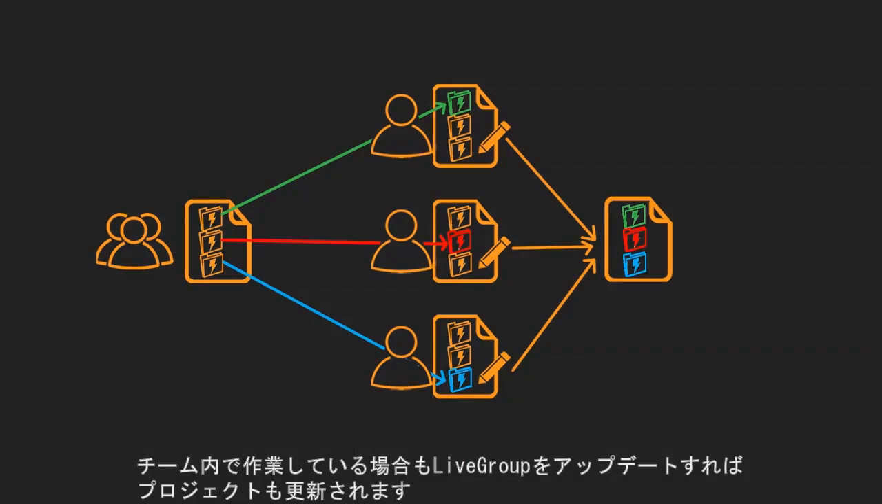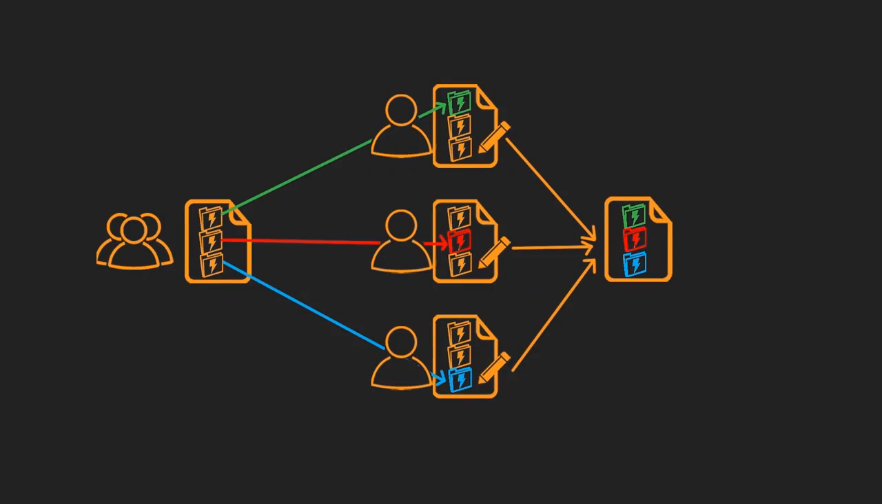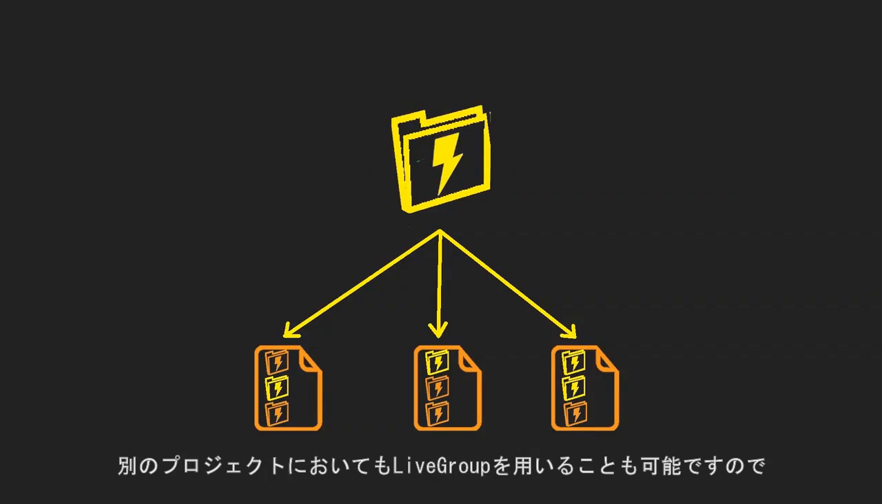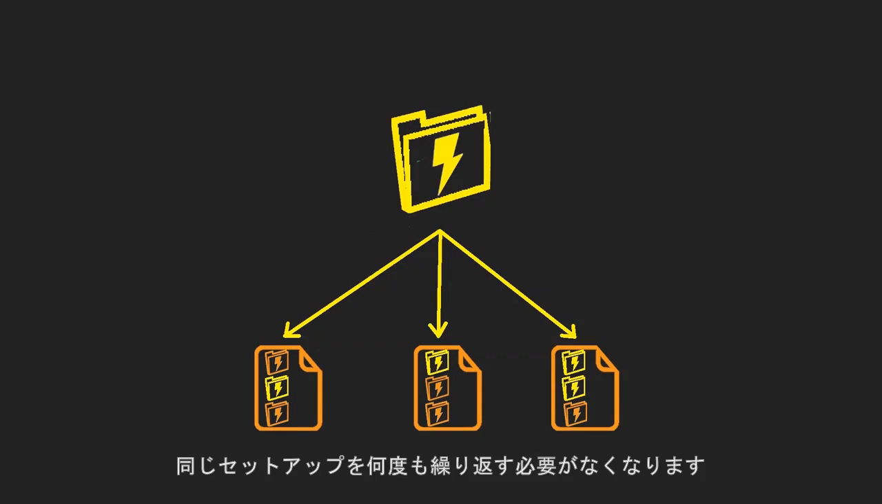If you're working within a team in the same Katana project, all you need to do is update the LiveGroup versions and your entire project is updated. You can also use them to work across different projects that share the same LiveGroup. This is very powerful and can prevent setting up the same process multiple times.